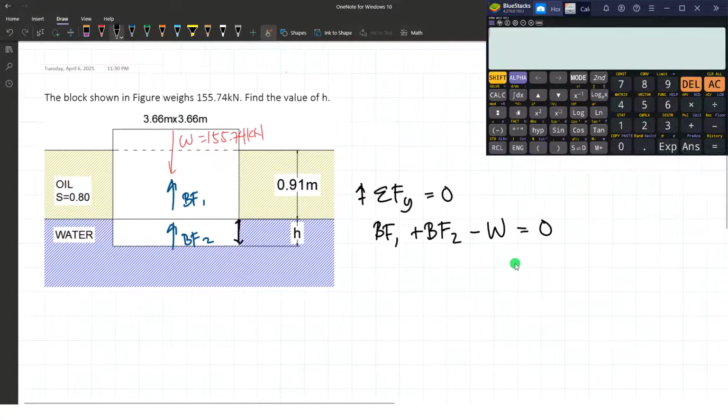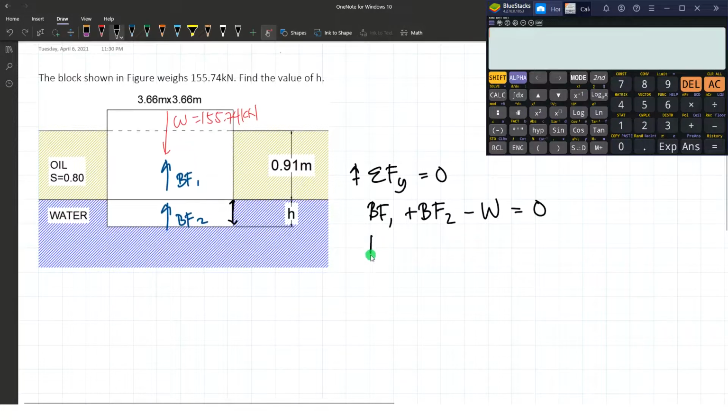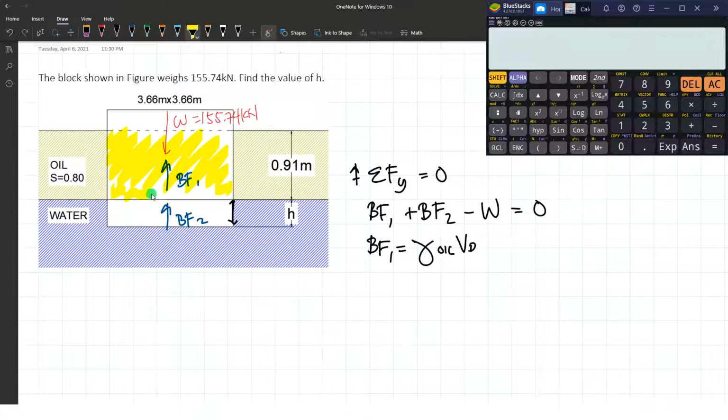Okay, so let's find first the values for the buoyant forces. For the buoyant force 1, we have the unit weight of the fluid, which is the oil, multiplied by the volume displaced. So what is the volume displaced here? This one. Okay, this layer here. So the unit weight of oil is just the product of unit weight of water, 9.81 kilonewtons per cubic meter, multiplied by the specific gravity of oil, and the volume displaced. So the volume displaced is just the product of this.